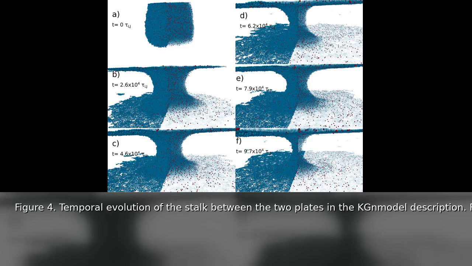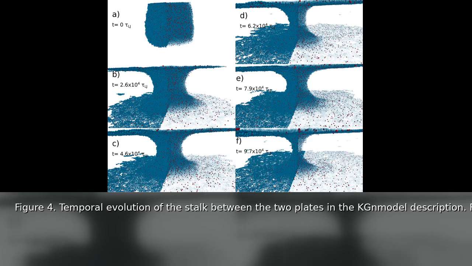Figure 4 illustrates the temporal evolution of a polymer filament or stalk confined between two plates, modeled by the Kremer-Grest (KG) description. The figure shows 6 snapshots, starting with the initial stalk formation in panel A, progressing through linearly thinning stages in panels B through E, and culminating in an exponential decay phase illustrated in panel F. Each snapshot displays 2 views.